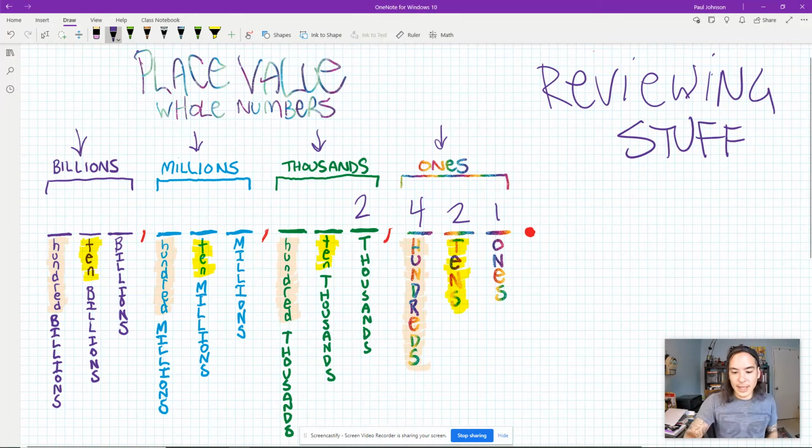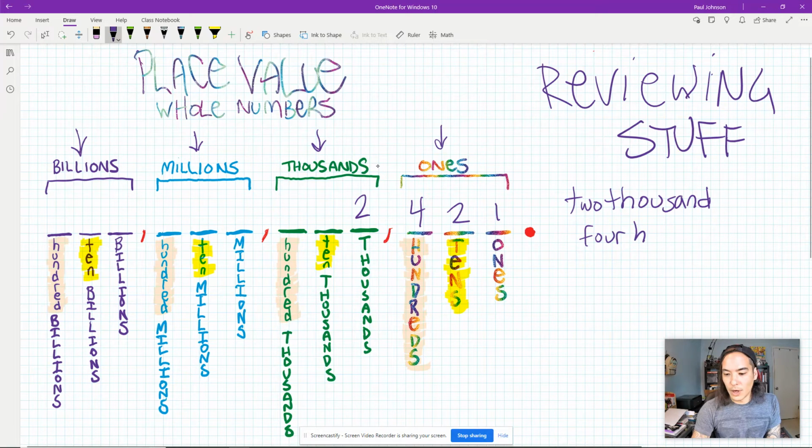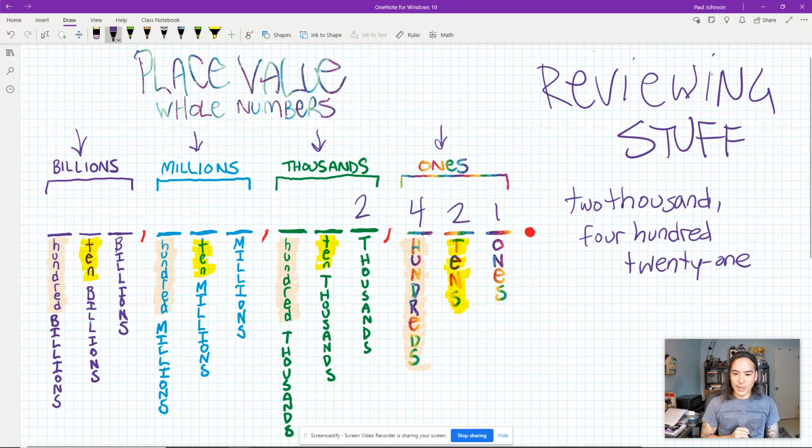So if we're looking at that number, we'd start off by saying 2, and then the period that that number is in, so 2,000, and then we'd read the second part of the number, which is in the ones section, 421. So you would say 2,000, 421. So that's how we read that number.